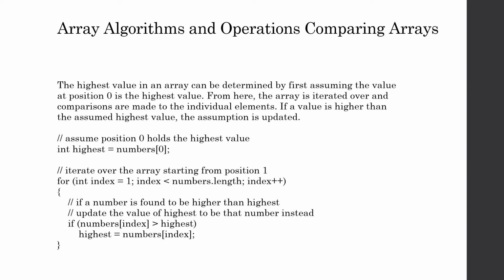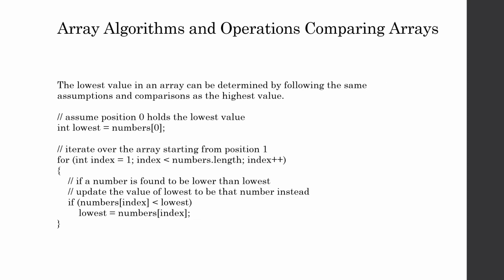In addition to this, I'm going to cover the next part as well, which is that the lowest value in an array can be determined by following the same assumptions. We're going to go through the same general logic. We'll make the same comparisons as the highest value. Everything is just kind of inverted. So now we're going to start by assuming that the lowest value is at position 0. And then if we find something that's even lower than that somewhere in our array, then we want to update our assumption about what the lowest value happens to be.